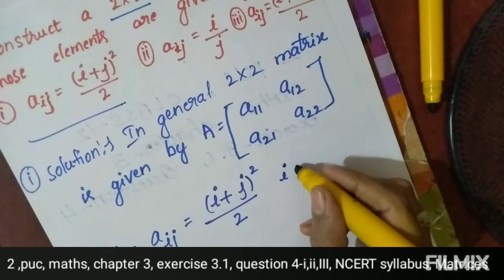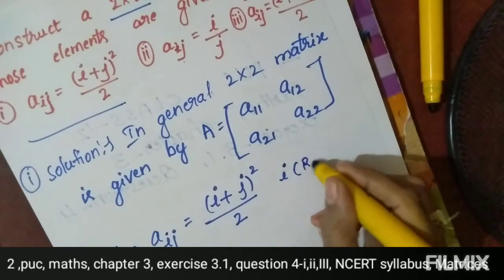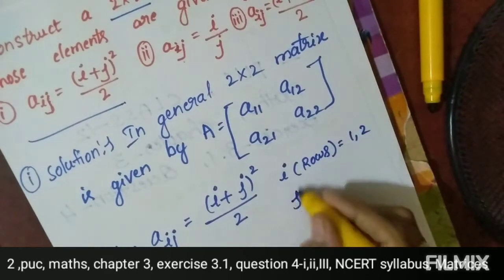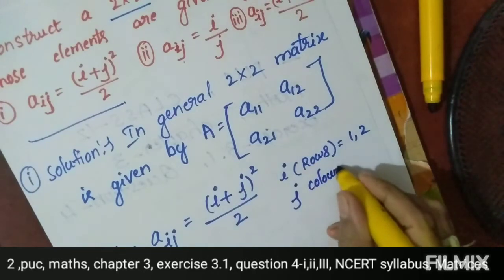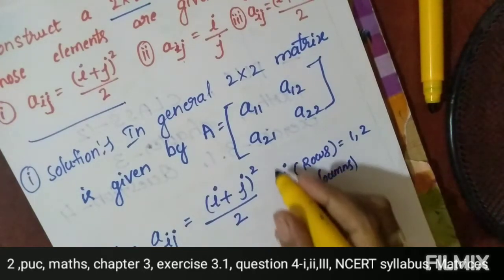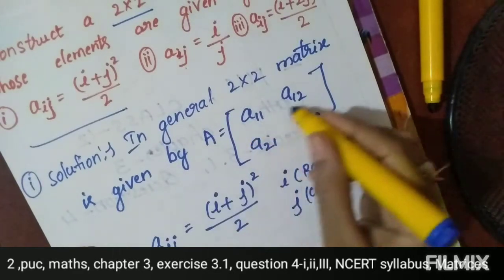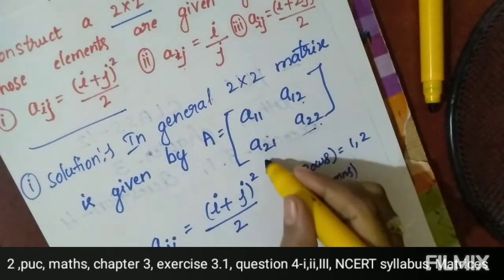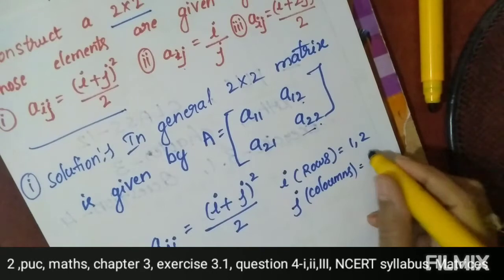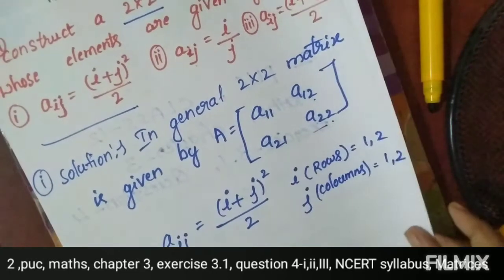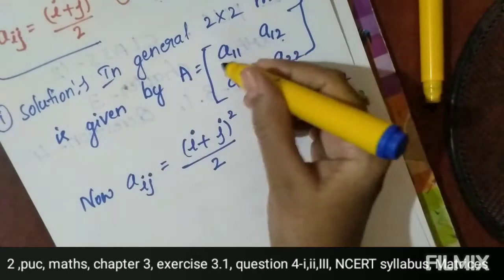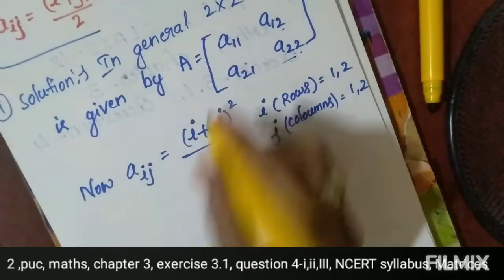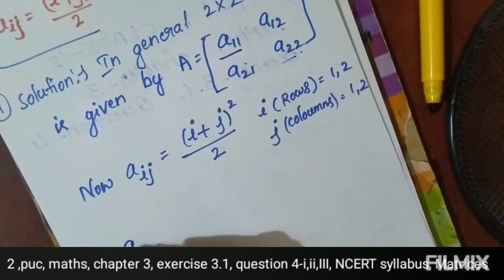i means rows, that is 1, 2. j means columns. These are rows, 1 row, 2 rows. These are columns, also 1 column and 2 columns. Okay, then we take first this A11, and we solve this.